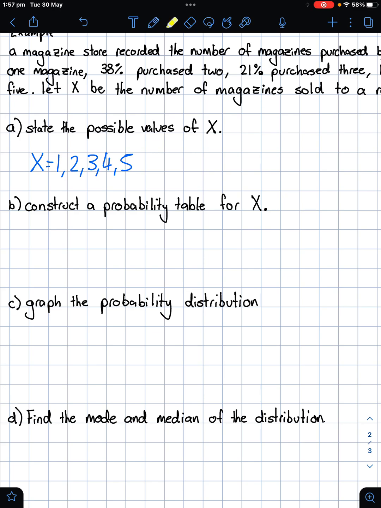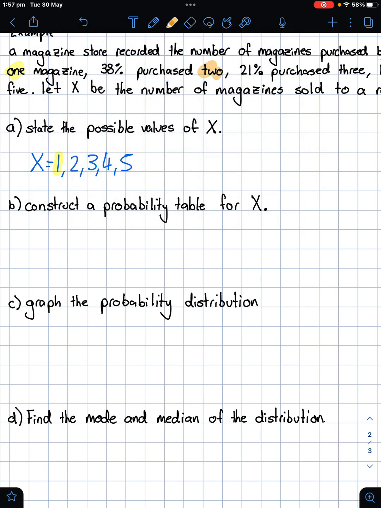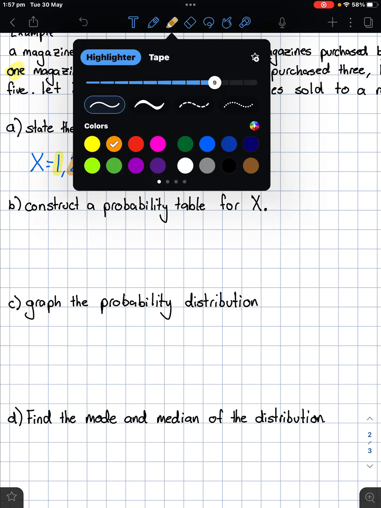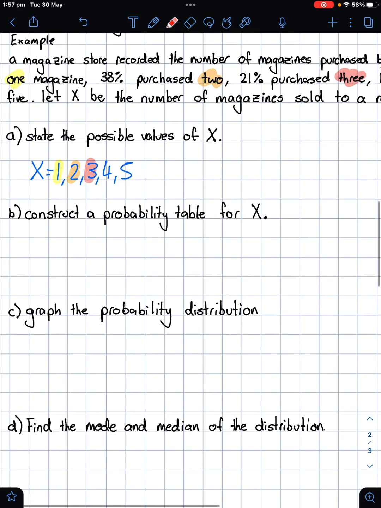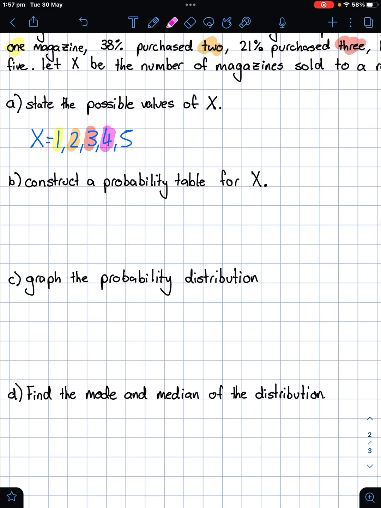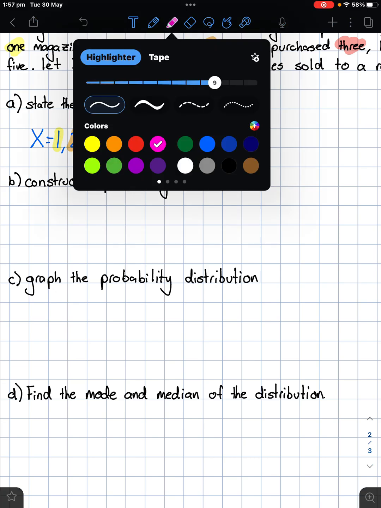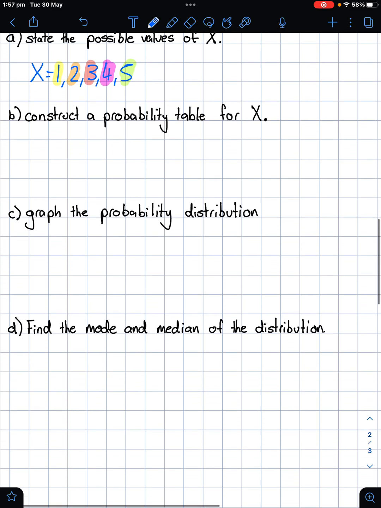So 1 represents that one there, then the next one, 2. This is dead simple, this stuff here. So 3 is that one there, and 4. Okay, so all my values are stated in the question. I haven't just assumed that we're going up. All right, construct a probability table for this scenario.